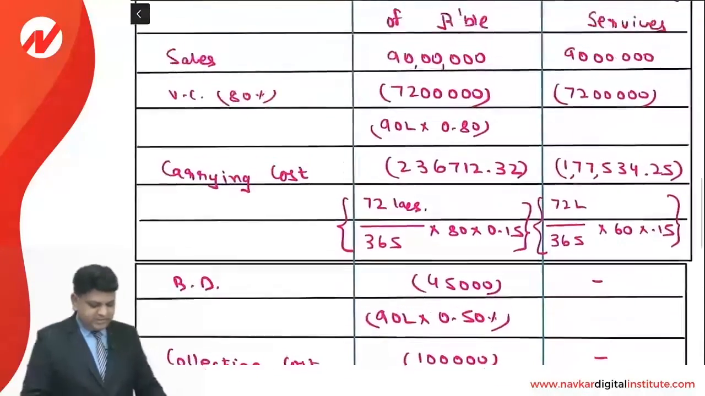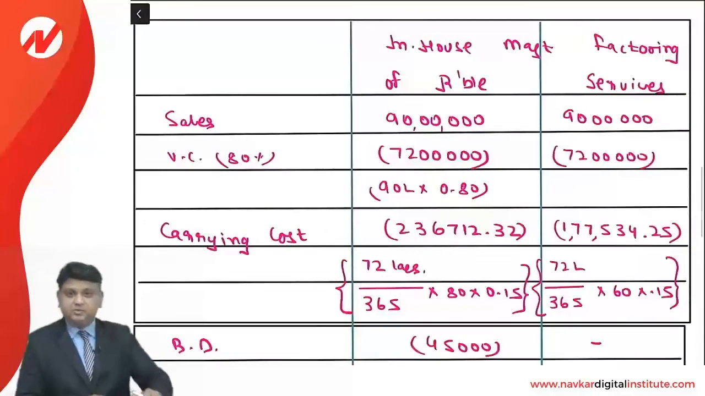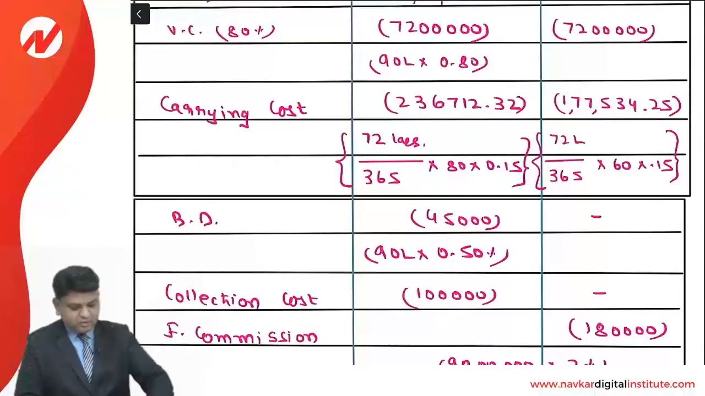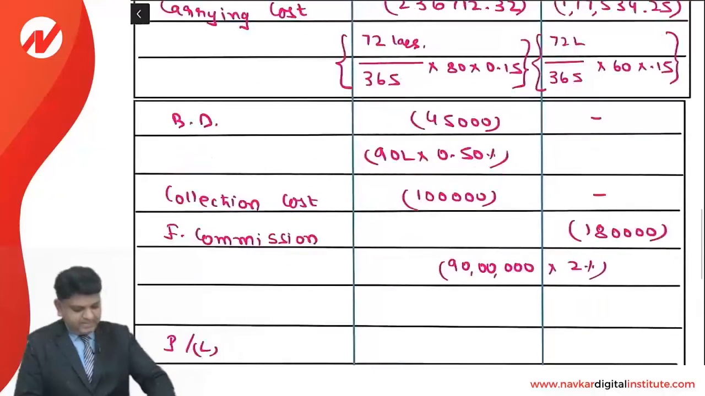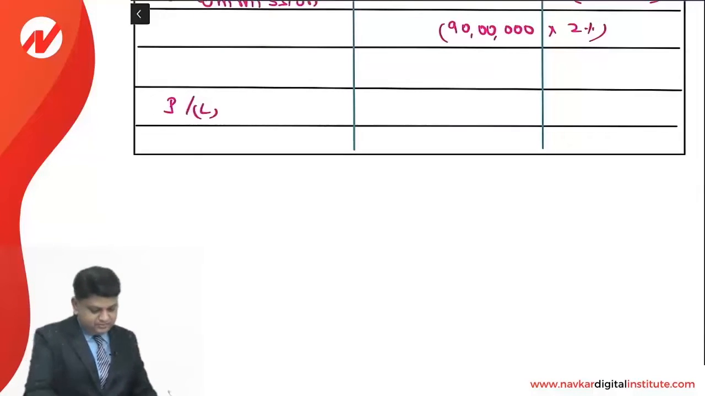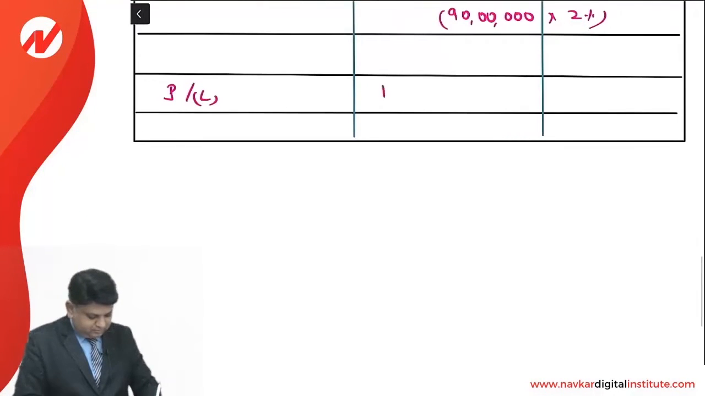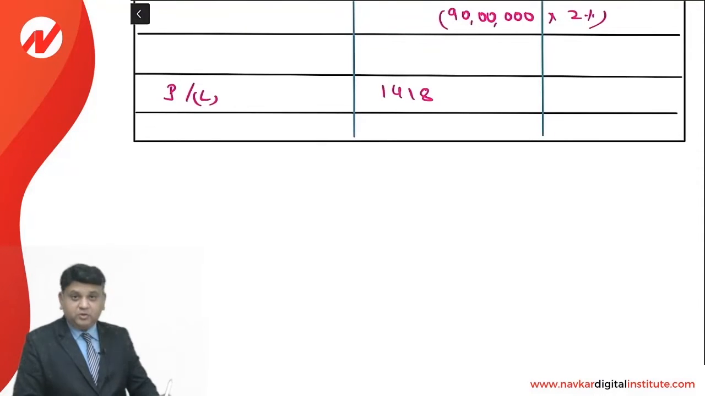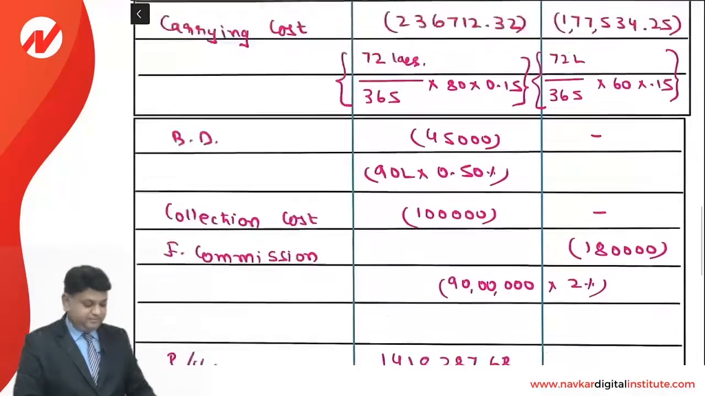Let us see how to make the calculation of the answer. I request you to use a calculator along with me. 90 lakhs minus 72 lakhs minus 2,36,712.32 minus 45,000 minus 1 lakh rupees. It comes to 14,18,287.68. This is the way the existing profit can be calculated.